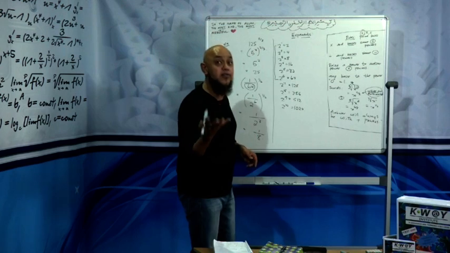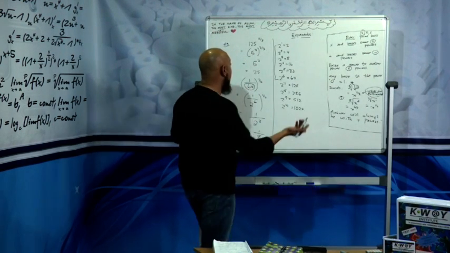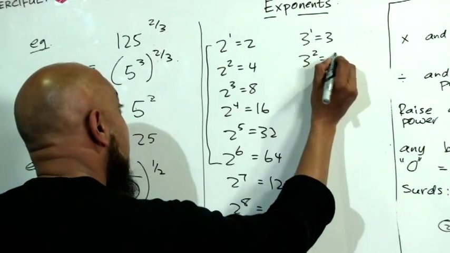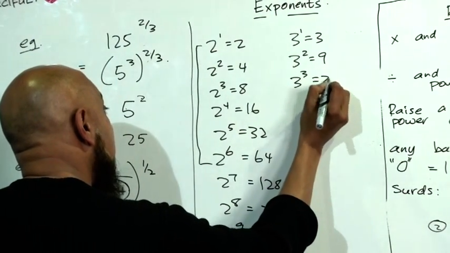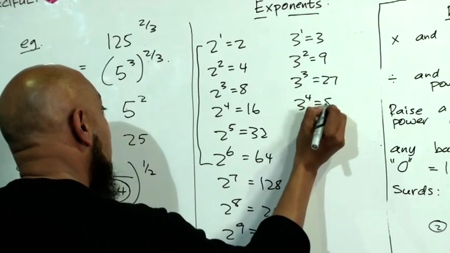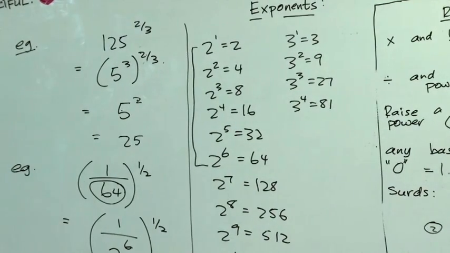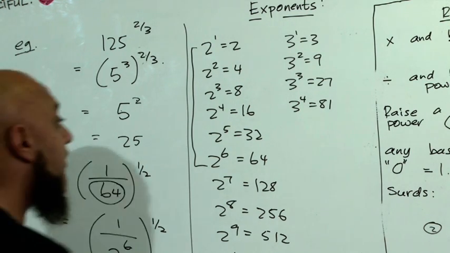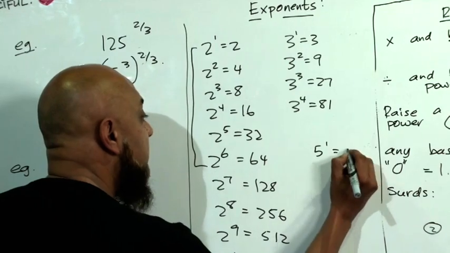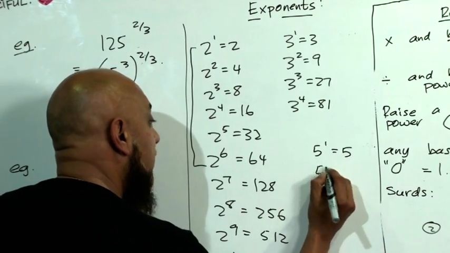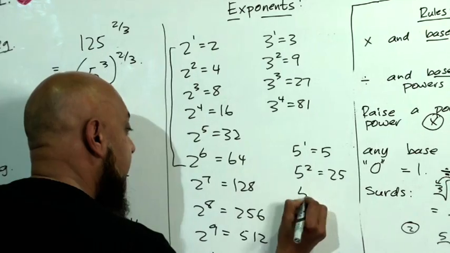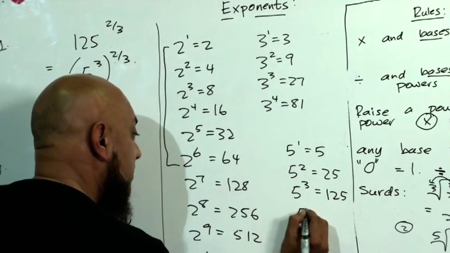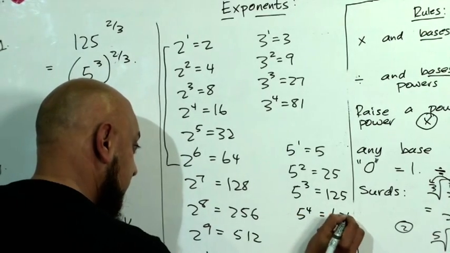Let's now go in terms of 3s, which are the most commonly used ones in 3s. So we've got 3 to the power 1 is 3, 3 squared is 9, 3 cubed 27, 3 to the power 4, 81. 2s, 3s. What about 5s? Which are the most commonly used ones in 5s? We've got 5 to the power 1, which is 5, 5 squared, which is 25, and 5 to the power 3, which is 125, and 5 to the power 4, which is equal to 625.